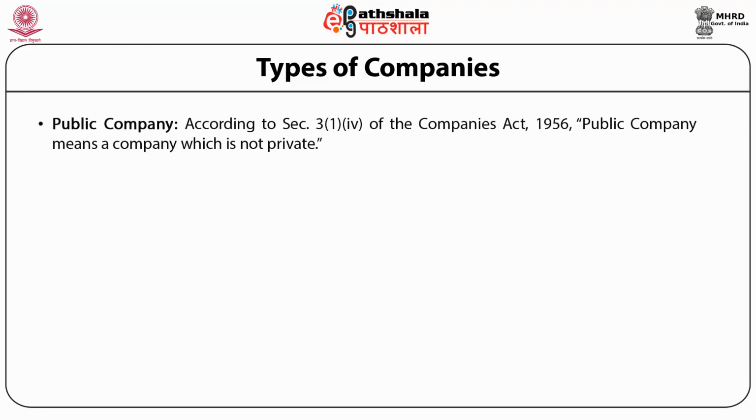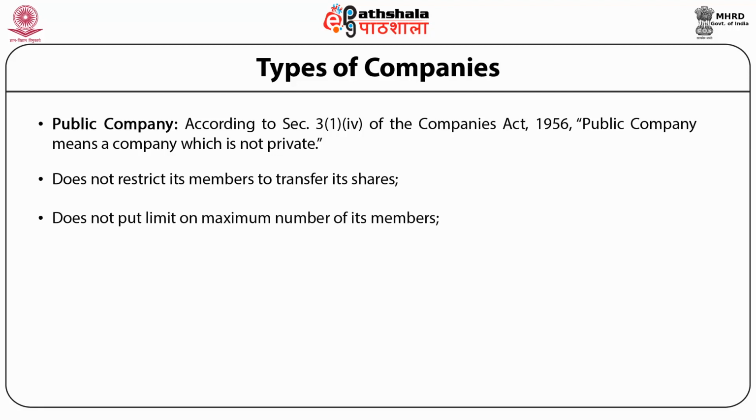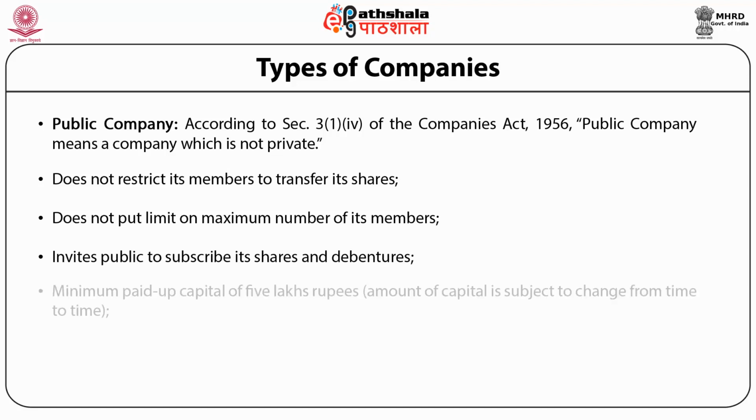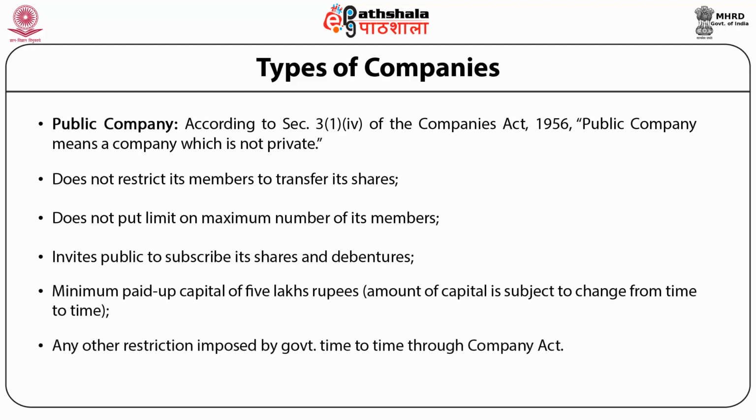Public company. According to Section 3, Subsection 1, Small Section 4 of the Companies Act 1956, a public company means a company which is not private. It means a company which does not restrict its members from transferring its shares, does not put a limit on the maximum number of its members, invites the public to subscribe to its shares and debentures, has a minimum paid up capital of 5 lakh rupees, and any other restriction imposed by the government from time to time through the Companies Act.